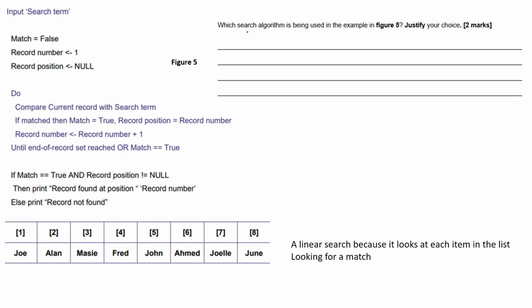The next question is asking us which search algorithm is being used in the example in figure 5, and it wants me to justify my choice. So there's that command word again, justify. So you should know by now that justify is give reasons. So which search algorithm is being used in the example? Now we know we've got either a linear search or a binary search. A linear search looks at each list item in turn to see if it can be a match. A binary search splits the data and keeps splitting it until it finds a match.